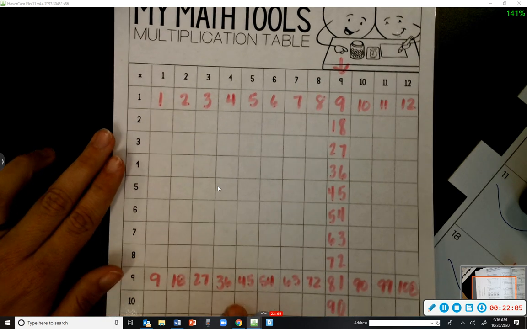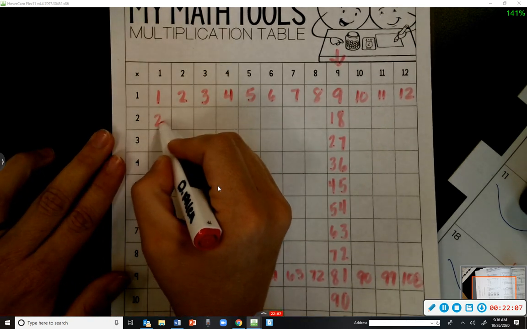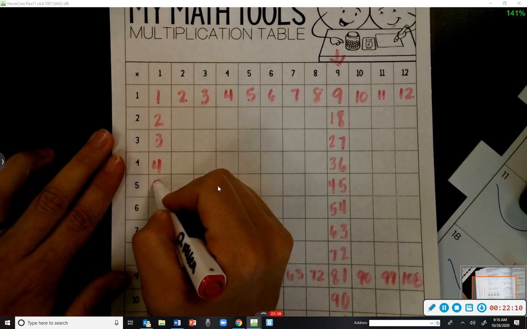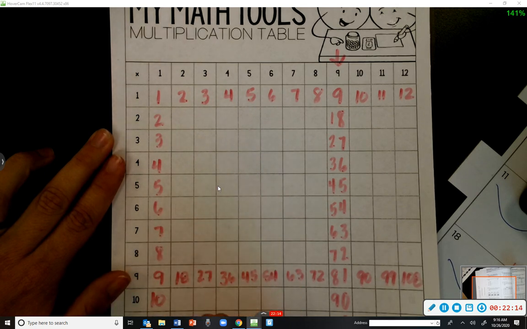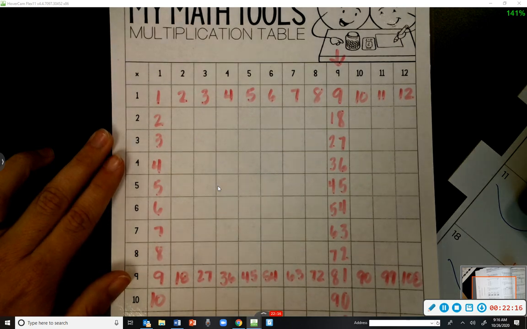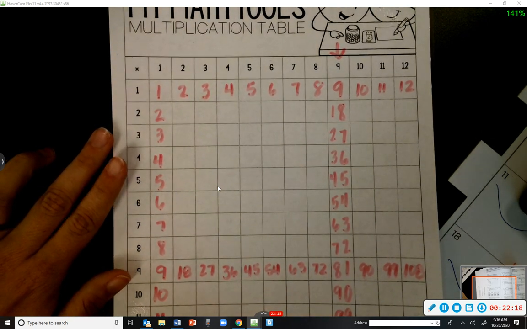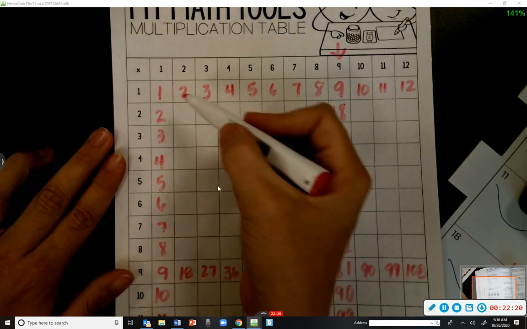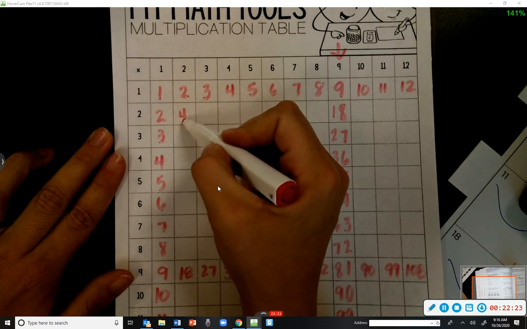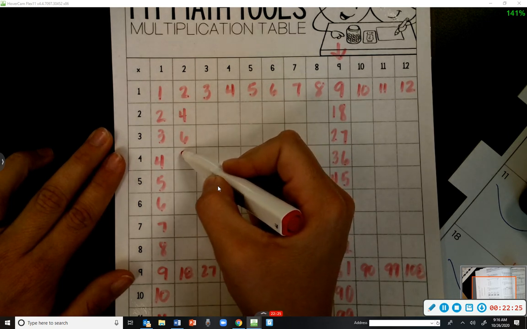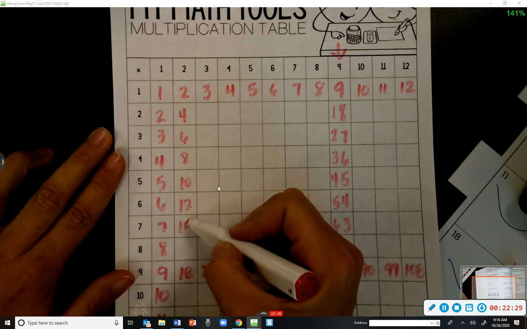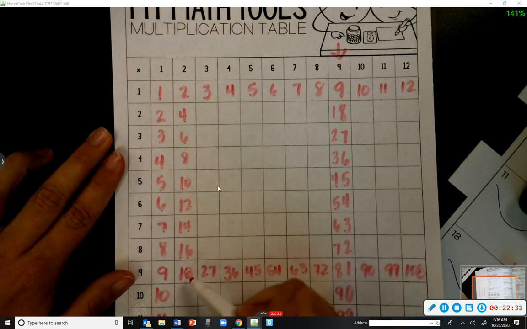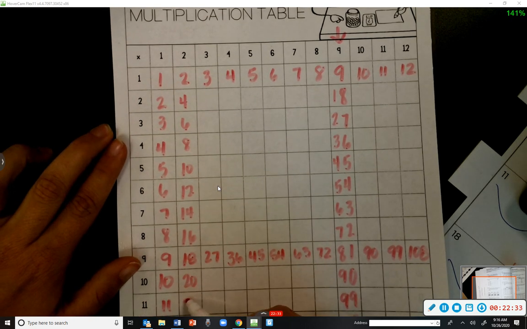And then you would do the same thing going down. 1, 2, 3, 4, 5, 6, 7, 8, 9, 11. Okay? Now we can fill in the twos. So we're going to skip count by 2. So it would be 2, 4, 6, 8, 10, 12, 14, 16, 18, 20, 22, 24.